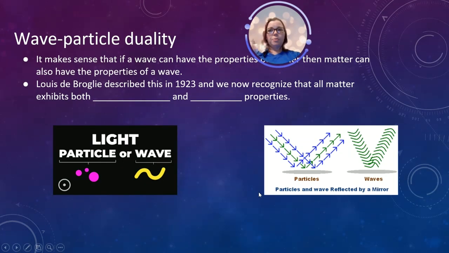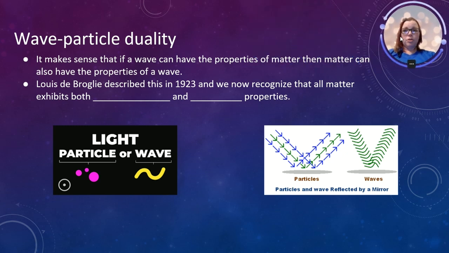All right, so wave-particle duality. It makes sense that if a wave can have the properties of matter, then matter can also have the properties of a wave. And that's called wave-particle duality. Louis de Broglie described this in 1923. And we now recognize that all matter exhibits both wave and particle properties.